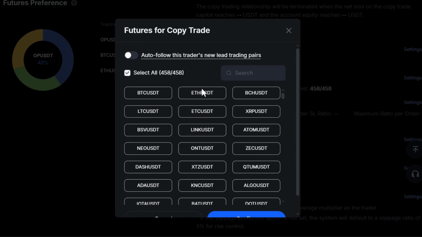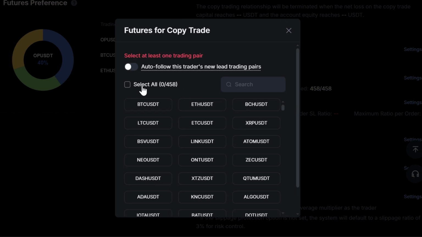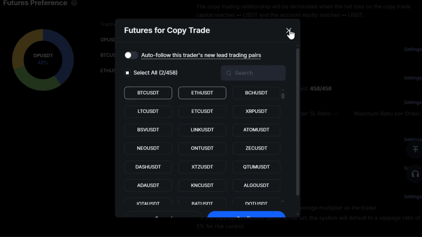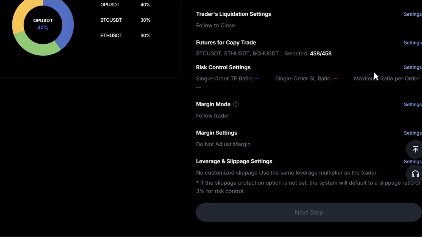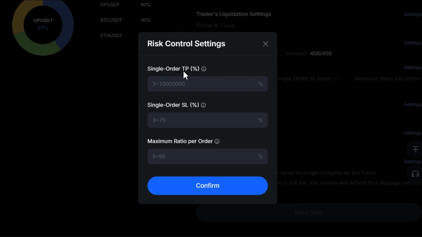If you fully trust the trader, you can leave it to all, but I recommend starting with just major pairs like Bitcoin and Ethereum. Next, you have risk control settings. In here you can see single order take profit ratio. It automatically closes your position when it reaches a certain profit percentage.